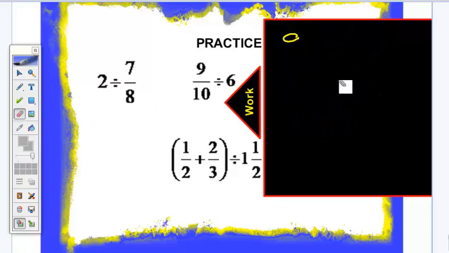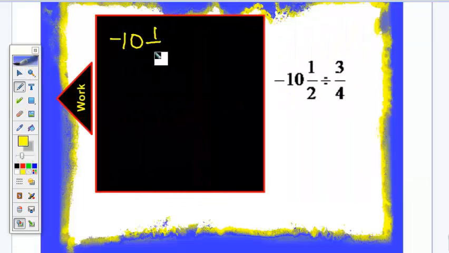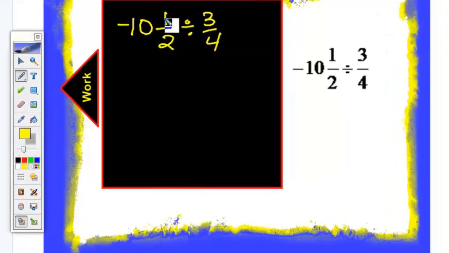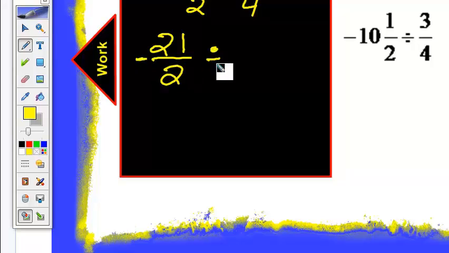Alright, next one. Negative 10 and a half divided by 3/4. Okay, so first thing we want to do is to go ahead and change the mixed number to improper. 10 times 2 is 20, plus 1, so that will be negative 21 over 2 divided by 3/4. Now I'm dividing a negative and a positive, so my answer will be negative.